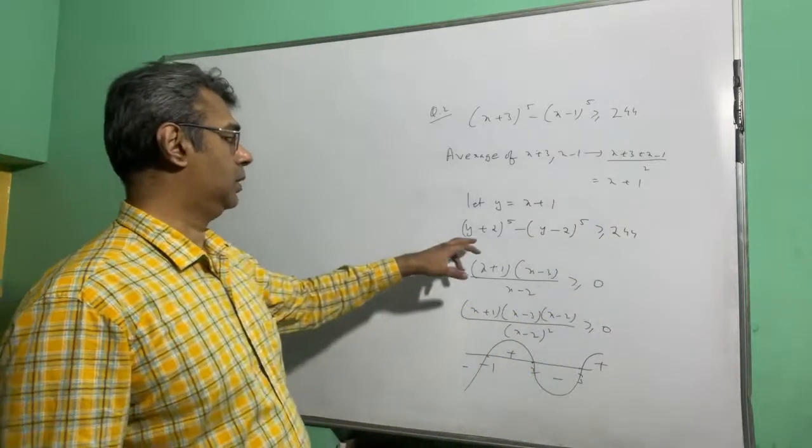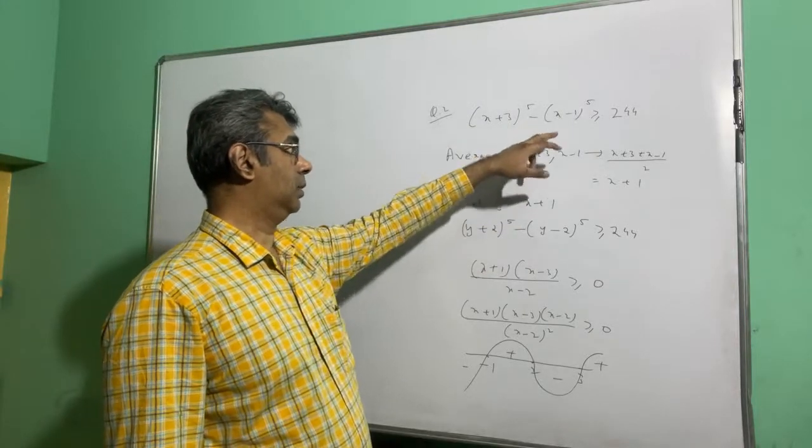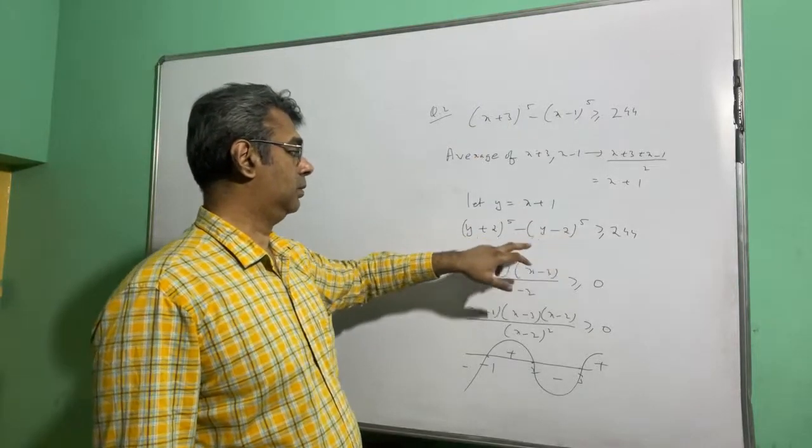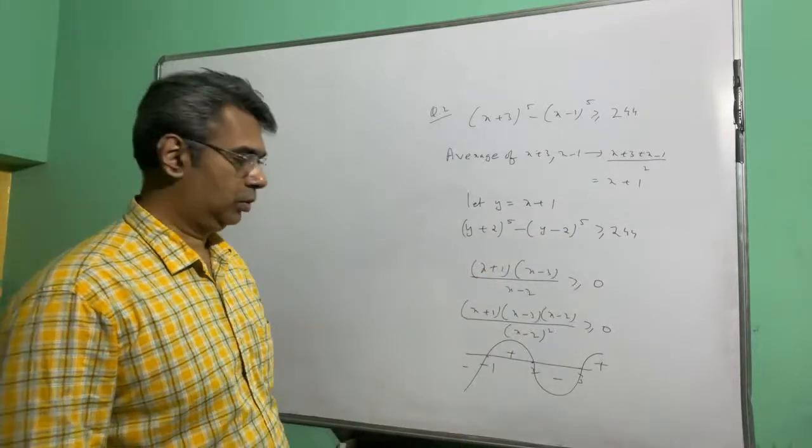So let y equal to x plus 1. So (x plus 3) to the power 5 will be (y plus 2) to the power 5, and (x minus 1) to the power 5 will be (y minus 2) to the power 5. So (y plus 2) to the power 5 minus (y minus 2) to the power 5 will be greater than or equal to 244.